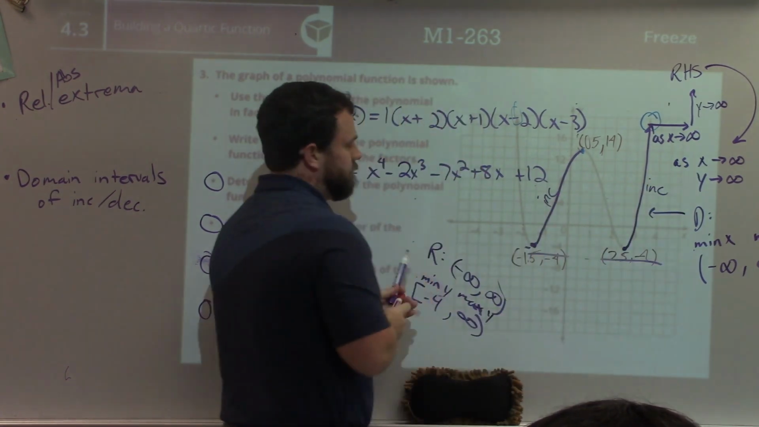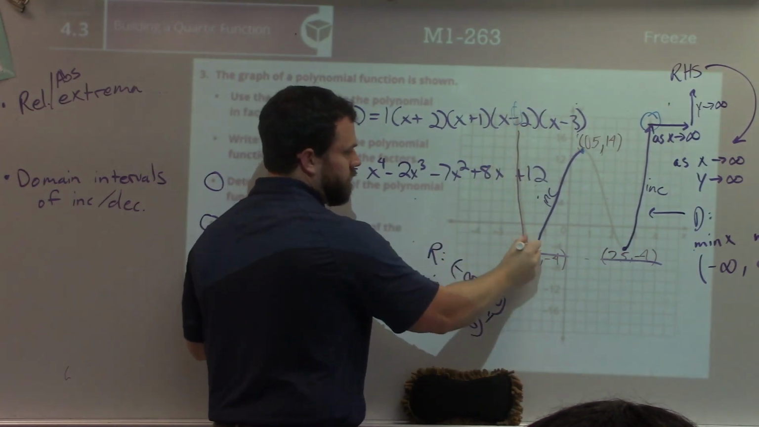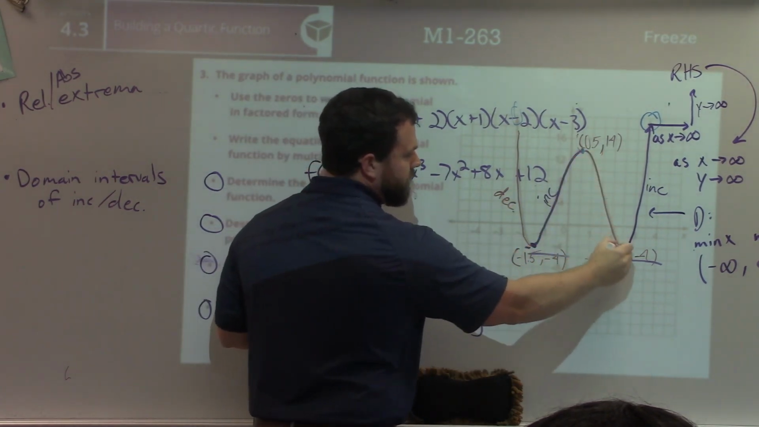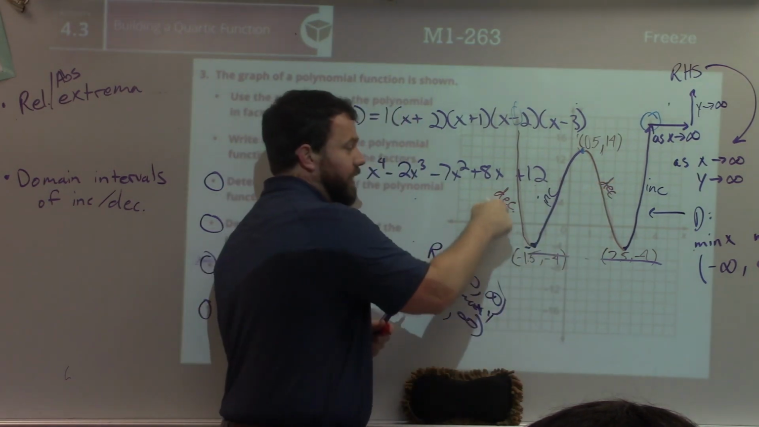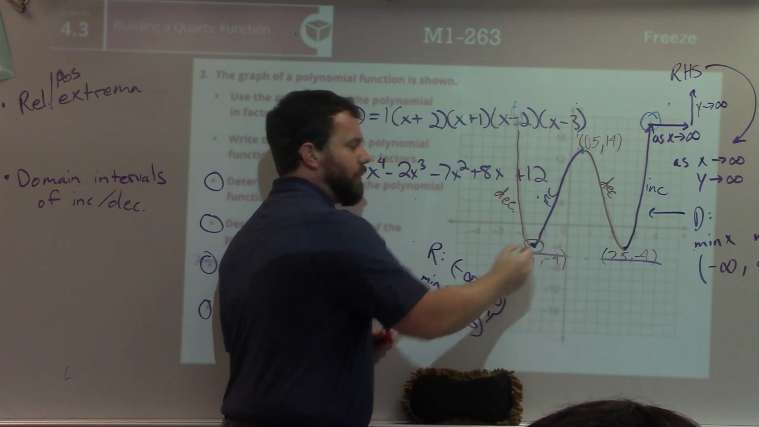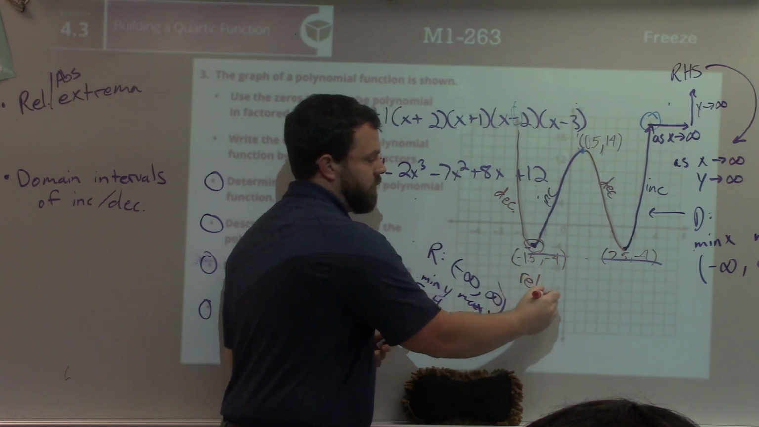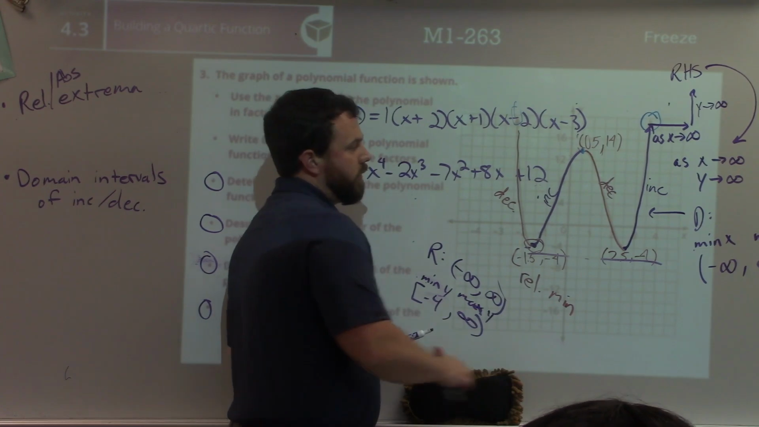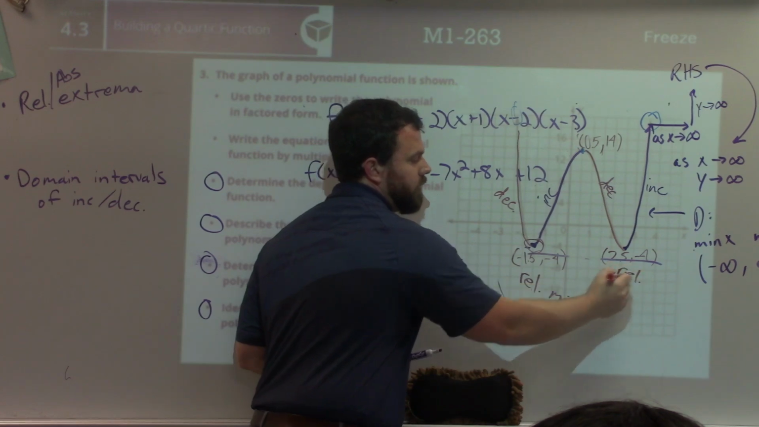It's decreasing, okay? And this is important to pay attention to because, one, I'm going to ask about those intervals of increase, decrease later, but two, if this is decreasing, this is increasing, what does that make this? A relative minimum, right? The fact that this is decreasing and then starts to increase makes this a relative minimum.